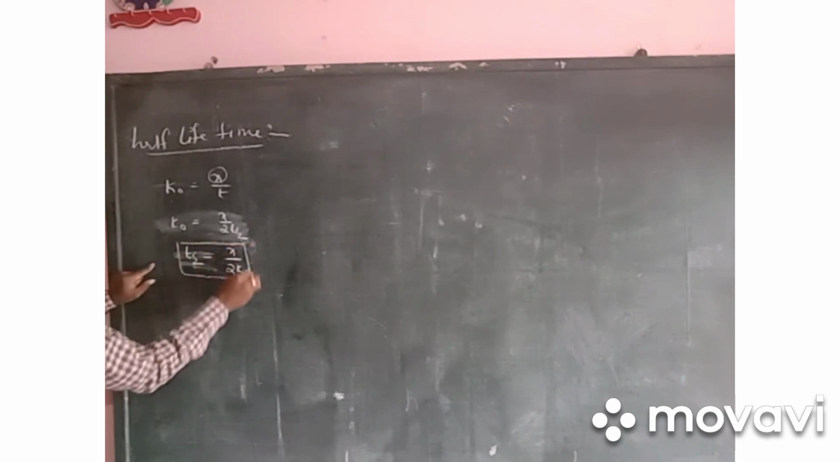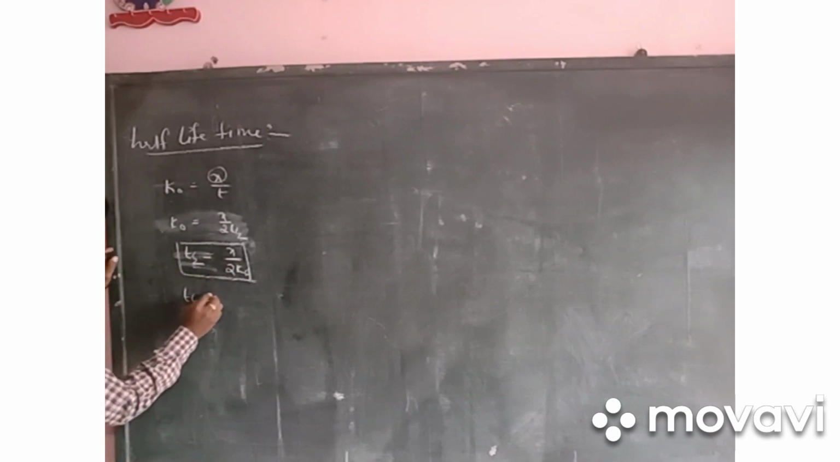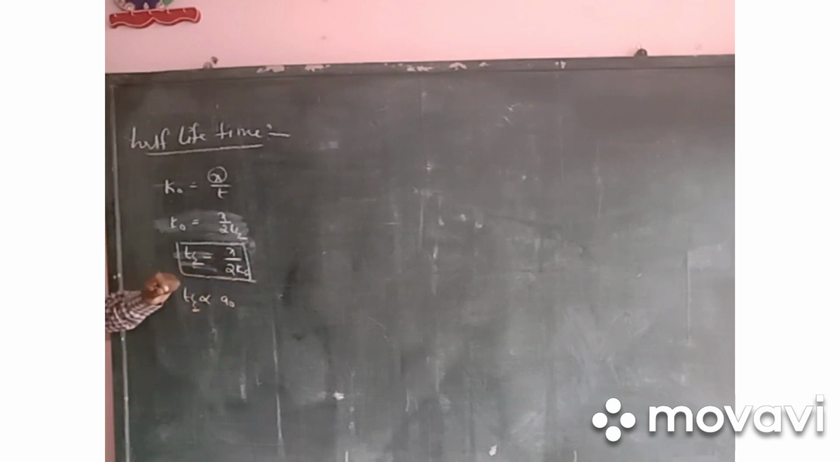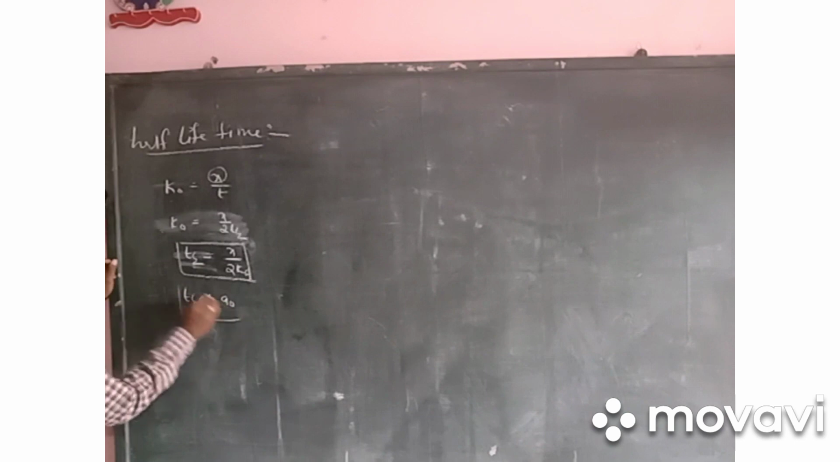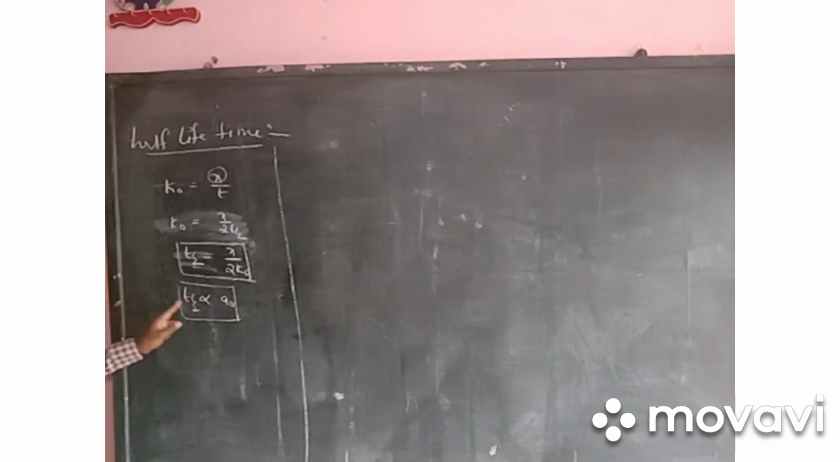So this is the relation between half-life time and initial concentration of the reactant. Here you take t of half is directly proportional to initial concentration. Why? Because here 1 by 2 k naught is constant, so t of half is directly proportional to a naught. Based on this, there is a chance to ask different types of questions.